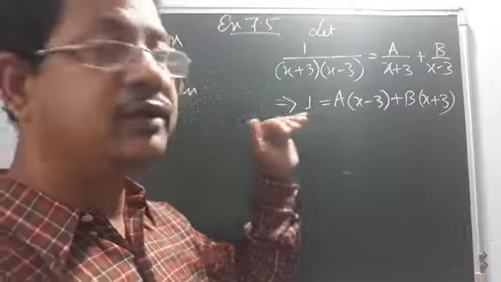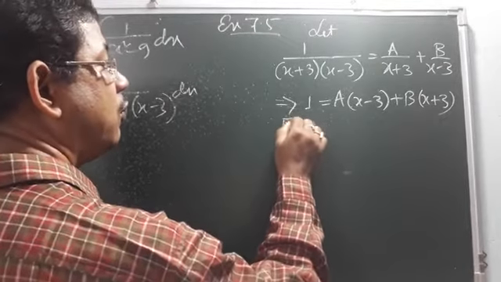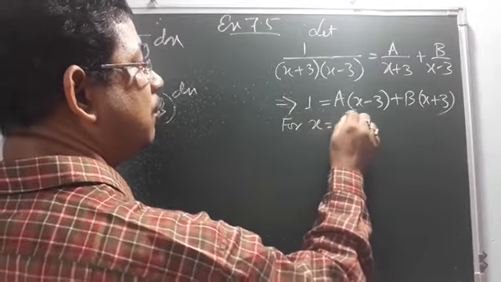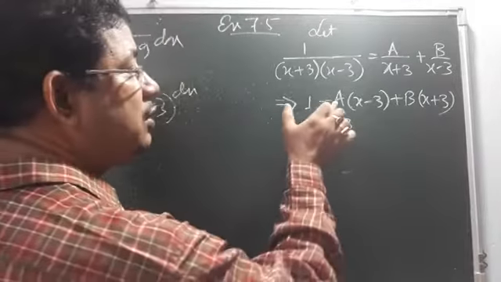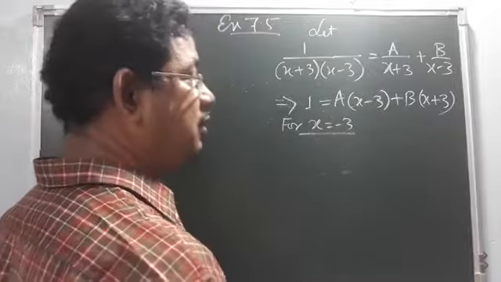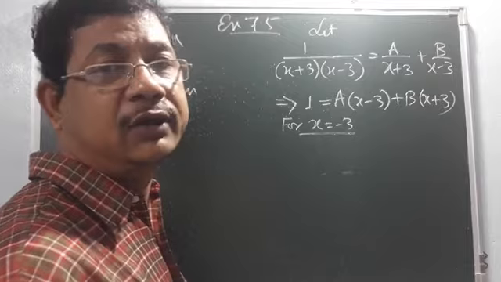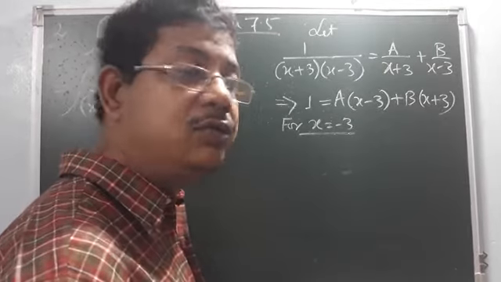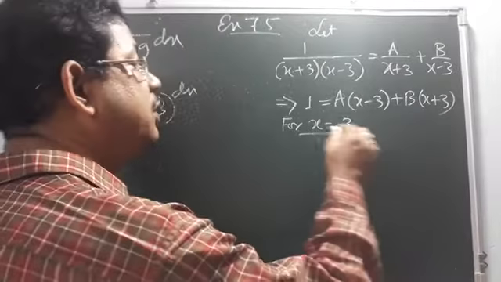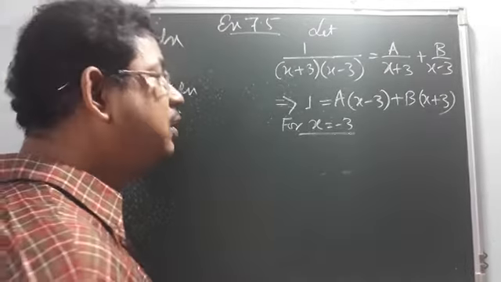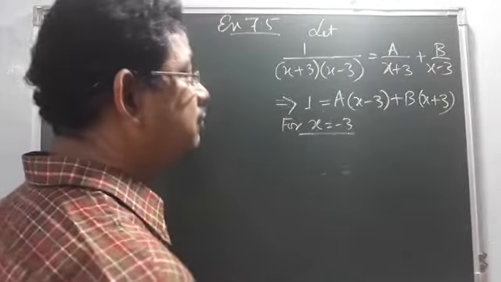Now we have to find the value of a and b. The technique is to put x equal to minus 3. Why x equal to minus 3? Why not others? Because it is an identity, it will be valid for any value of x. For any value of x this holds, that is why it is called an identity. So I took x equal to minus 3. Why did I take this? Because if we put minus 3 here, this term will vanish. We can get the value of a.